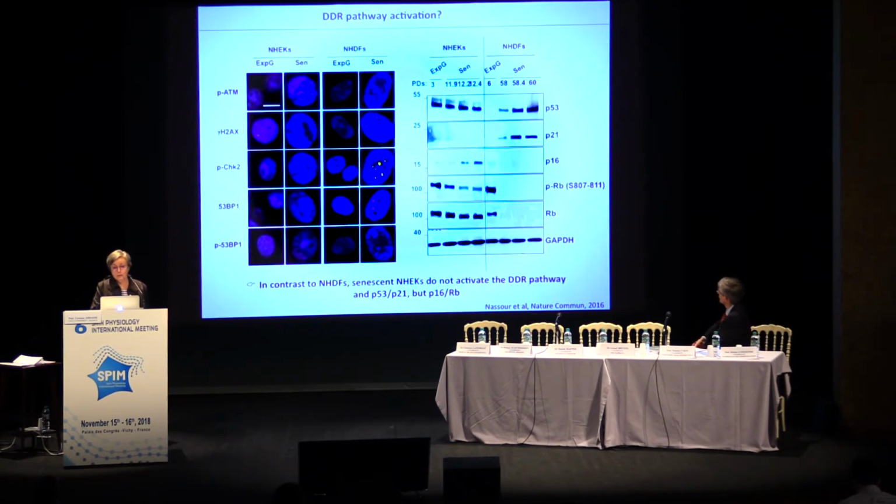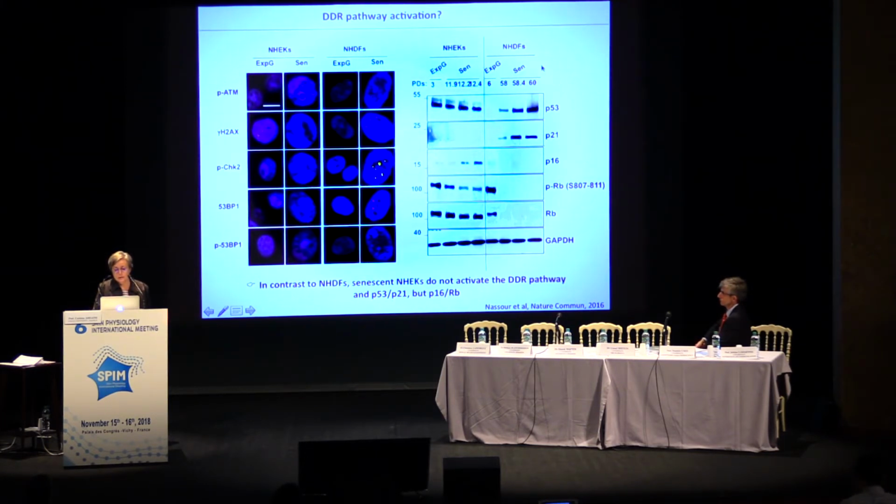So we looked also at the activation of the DDR pathway. So we looked at the recruitment of most of the proteins of this pathway at foci of DNA damage. So as you can see, in fibroblasts at senescence, the pathway is activated, but it is not activated at all at senescence in keratinocytes.